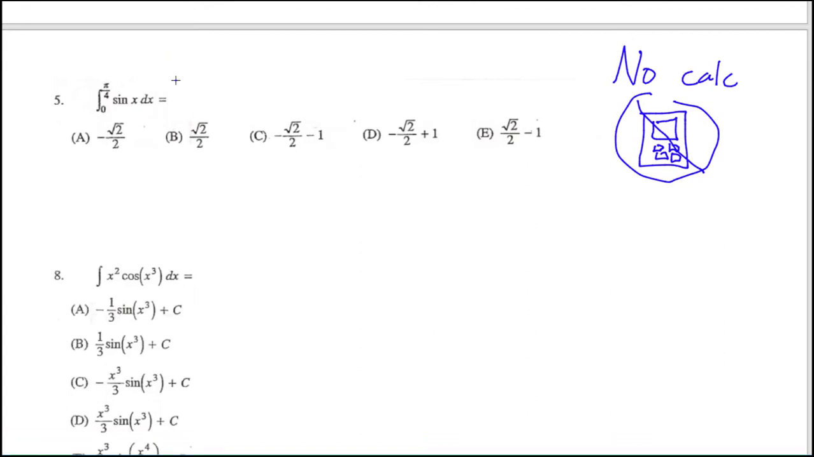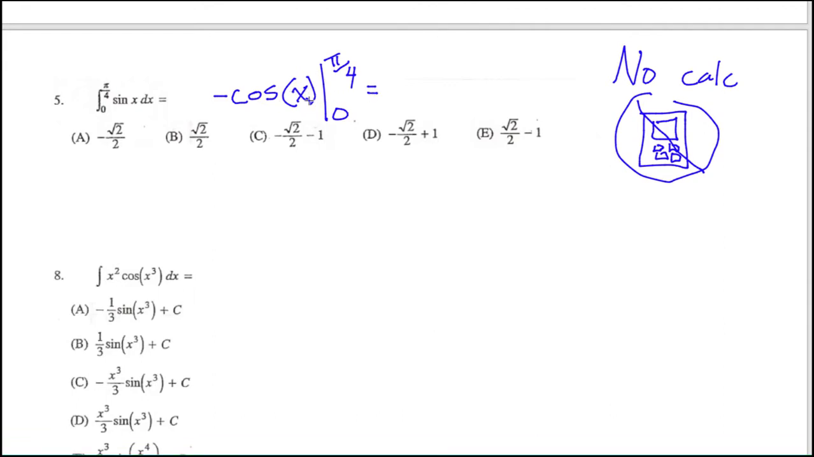All right, anyway, antiderivative of sine: is it positive or negative cosine? Negative cosine. Yep, negative cosine, because anti-same: S for same, anti-same is change the sign. So it's negative cosine of x evaluated between 0 and pi over 4. So now I need to plug in pi over 4 and 0 into cosine of x.